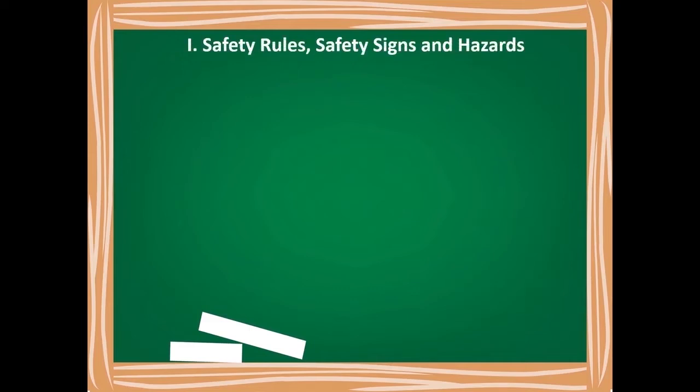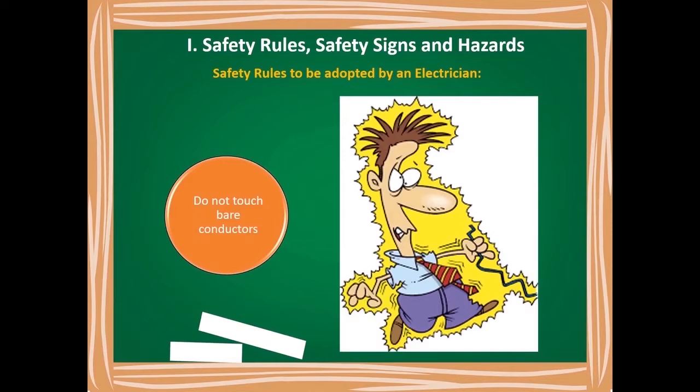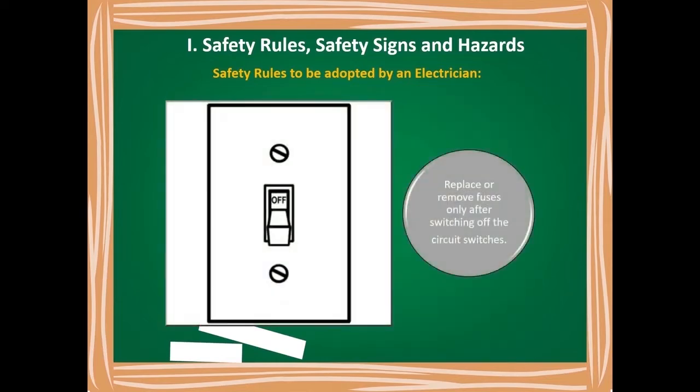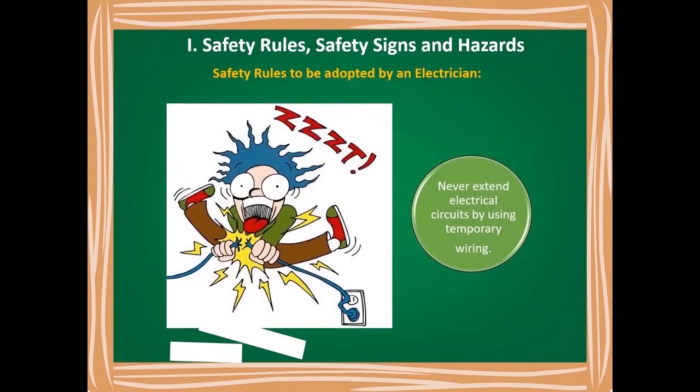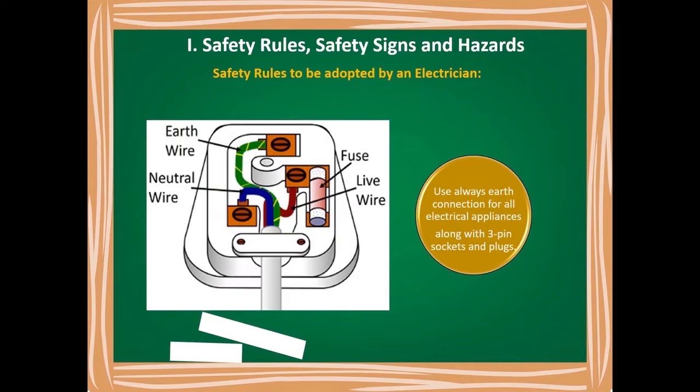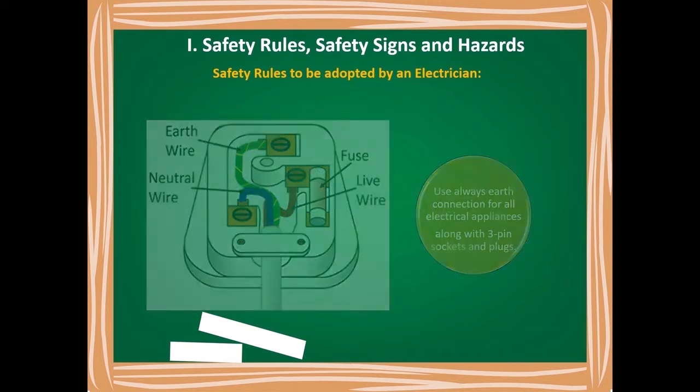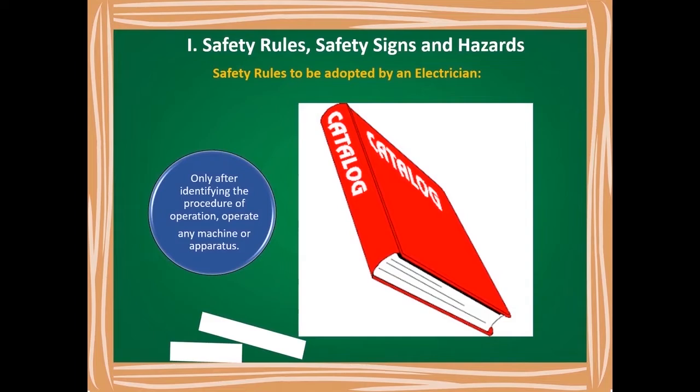Safety rules to be adopted by an electrician. Do not touch bare conductors. Replace or remove fuses only after switching off the circuit switches. Never extend electrical circuits by using temporary wiring. Always use earth connection for all electrical appliances along with 3-pin sockets and plugs. Only after identifying the procedure of operation, operate any machine or apparatus.